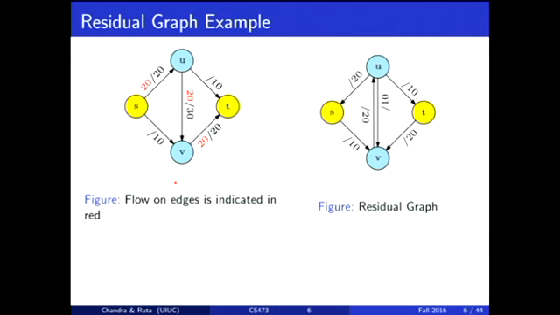What about the middle edge UV? How much flow did I send on it currently? 20 units. So if I want to increase the flow on it, how much can I send? I have 10 more units.